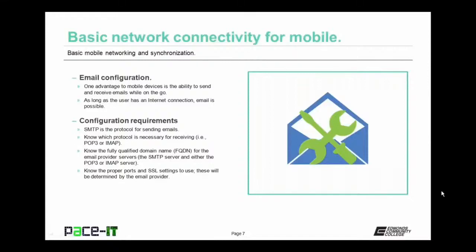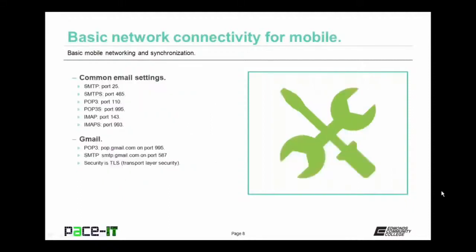You also need to know the fully qualified domain name for the email provider, both for the SMTP server and the incoming servers. You should also know what ports are being used for SSL, and these are determined by the email provider. So some common port settings for email. Well, SMTP has a default port of 25.